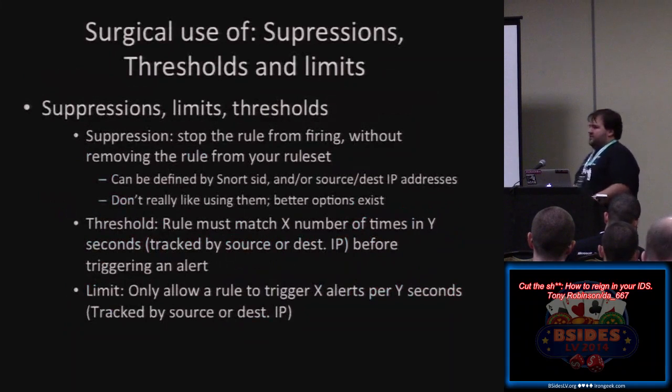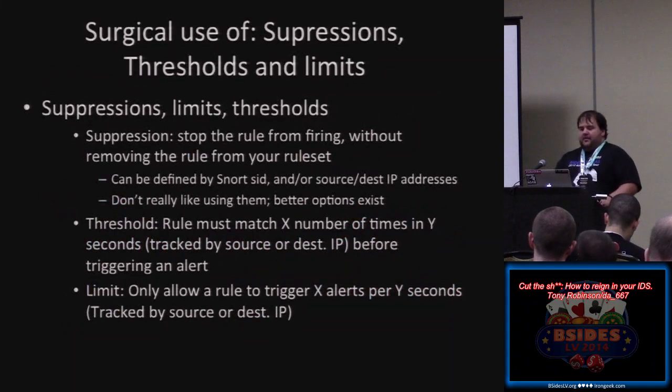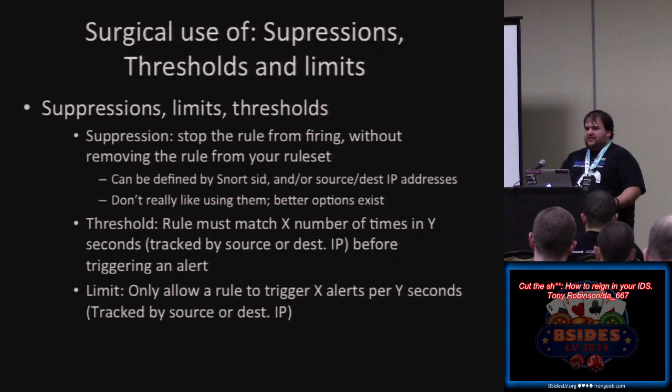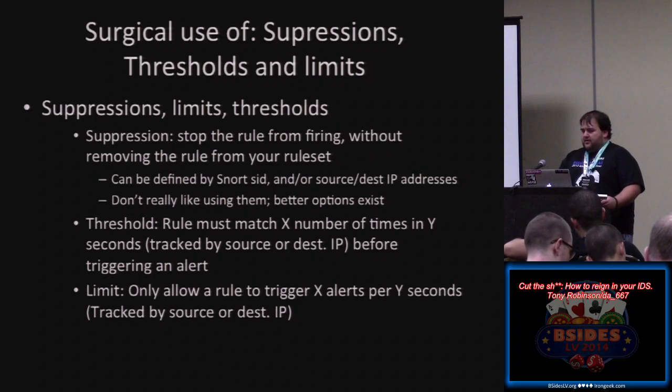Next, I'm going to discuss suppressions, limits, and thresholds. In layman's terms, suppressions basically stop the rule from firing without removing the rule from your rule set. I don't like them as much as pass rules because with those pass rules, you can be very granular. You can add extra content matches. You can add different ports and IP addresses and a bunch of different criteria. Whereas a suppression operates on basically a source or a destination IP address and a signature ID number for Snort.